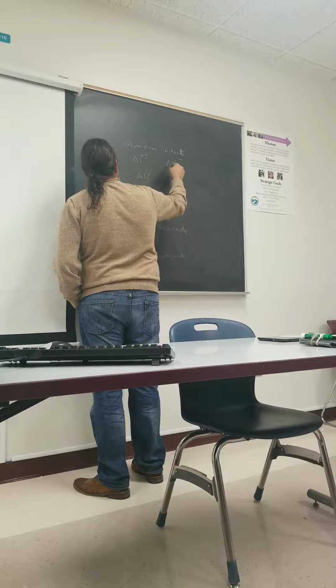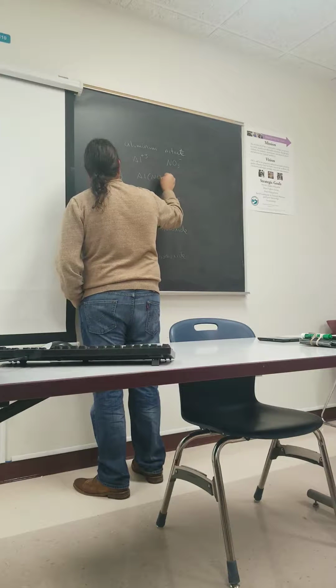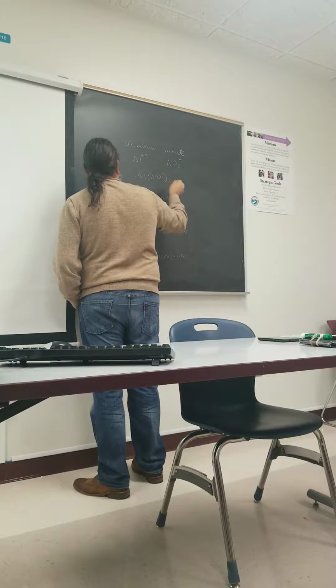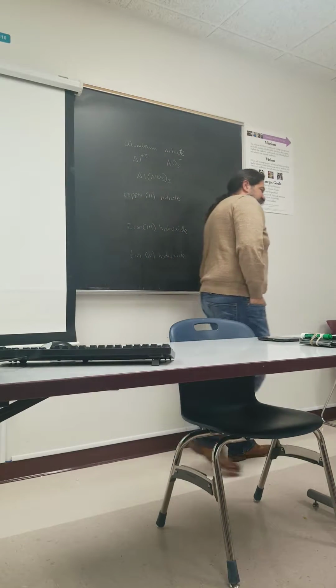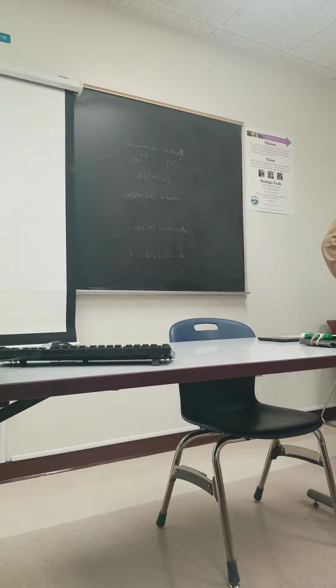Because I need 3 of these, we need the parentheses. We need 3 nitrates, 3 NO3s. We need 3 negative 1 groups to cancel the positive 3 in the loop.